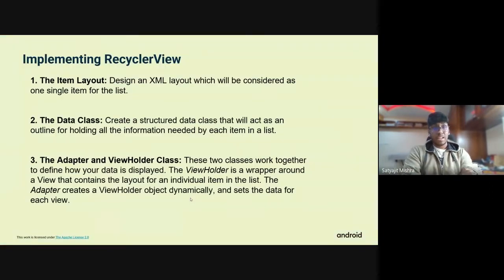So coming to the implementation of recycler view, there are three things that we need to do to implement a recycler view. The first one would be the item layout. We need to design an XML. The layout is also designed in an XML file, and we need to know what each individual item in the list will look like. We will do it later today.